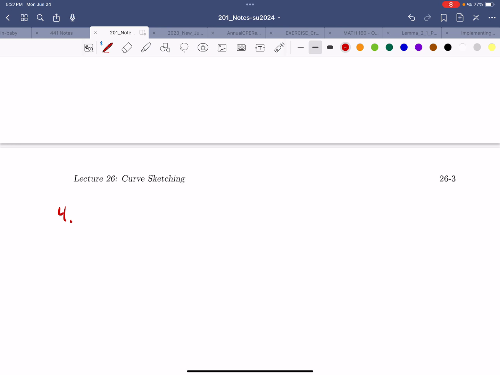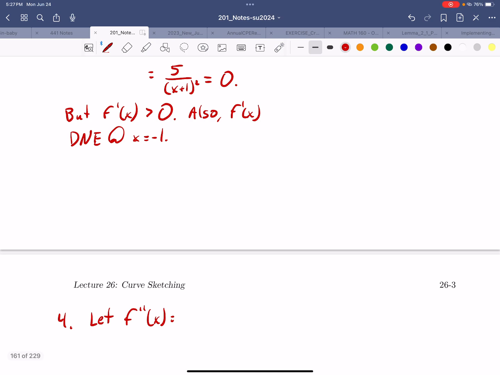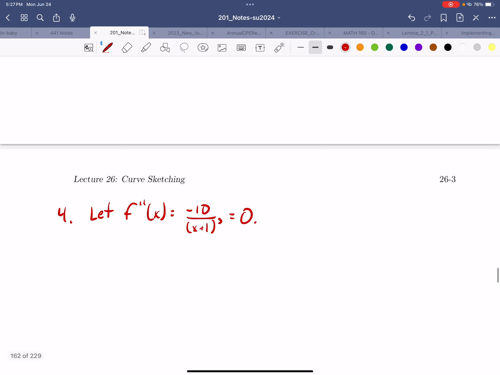Let's say, I guess here we'll say let f double prime of x equal 0. Right? Well, at this point, I think we can actually just take that derivative, right? I think it's going to be -10 over (x + 1) quantity cubed equals 0, right? Let's just see how we get that derivative. Except, hold on a second, f double prime of x never equals 0. Right? It doesn't equal 0. Also, f double prime does not exist at x equals -1. And again, that should be obvious because neither did f or f prime.